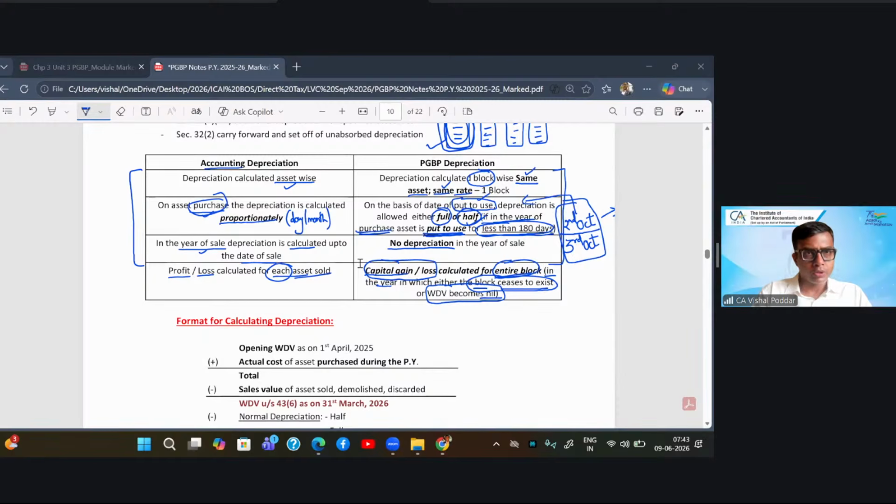Anshal is asking, sir, if a person uses it for less than 1 month. See, Anshal, I have already mentioned one thing. If it is a new asset, which you have just purchased, and you put it to use for less than 180 days, which can even be 1 day, not even a month, you take half depreciation, correct? So answering your question, if a person uses it for less than 1 month, let us say the question says this asset is purchased on 31st of March and put to use on 31st of March. So you have used it only for 1 day, half depreciation. Simple.